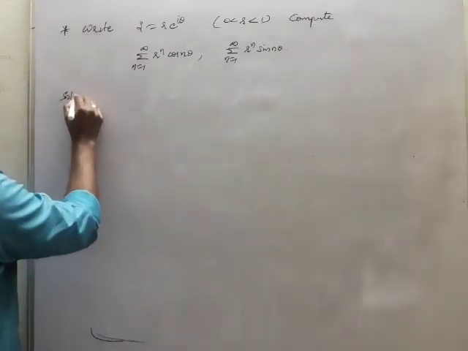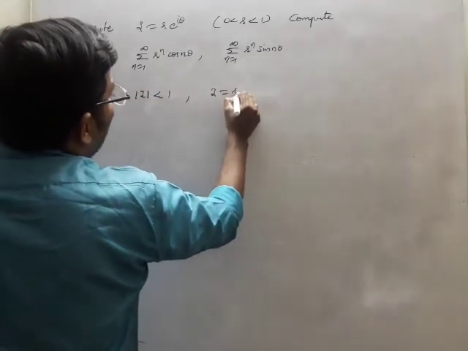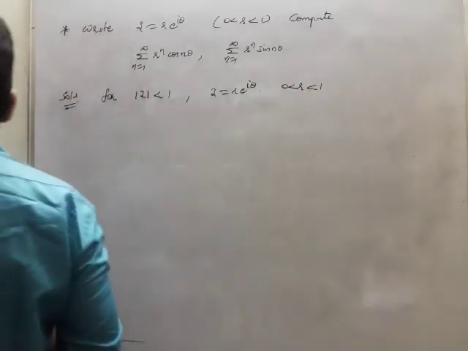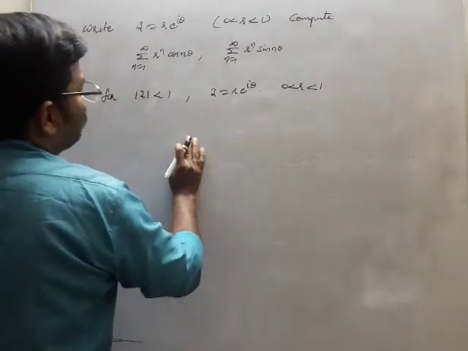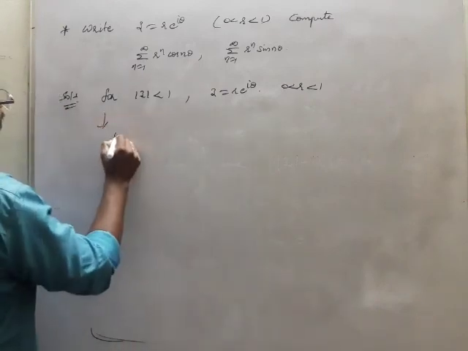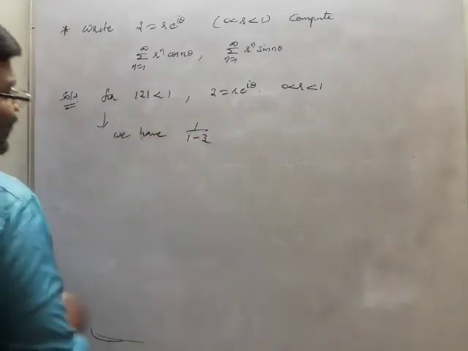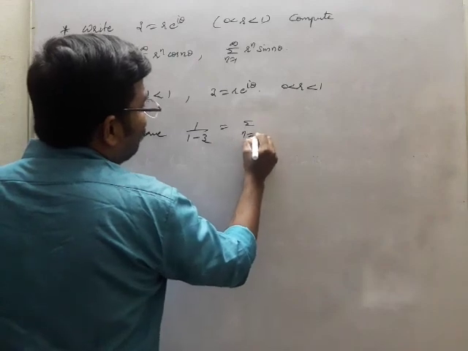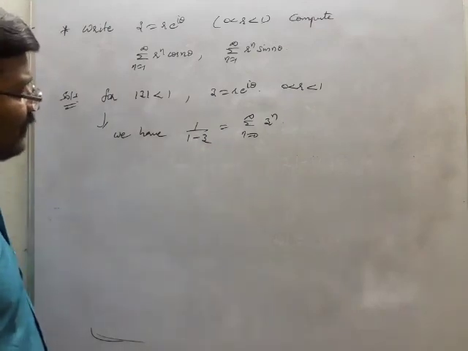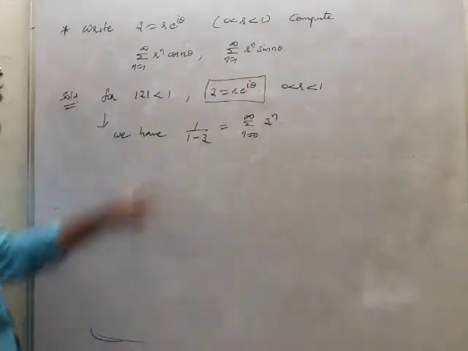Okay, solution. So for |z| less than 1, what is given? z is equal to r e^(iθ), where r is greater than 0 and less than 1. This is the condition which is given. So from this we have that 1 by (1 − z) can be taken as the summation n equal to 0 to infinity of z^n. This is what we have by the formula which we have already done.